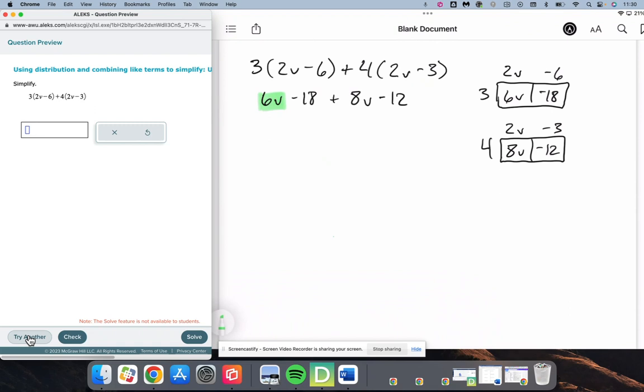So I can combine the v's, positive 6v, positive 8v, and I can combine the straight up numbers, the negative 18 and the negative 12. So 6 plus 8 is 14v, and negative 18 and negative 12 makes negative 30.